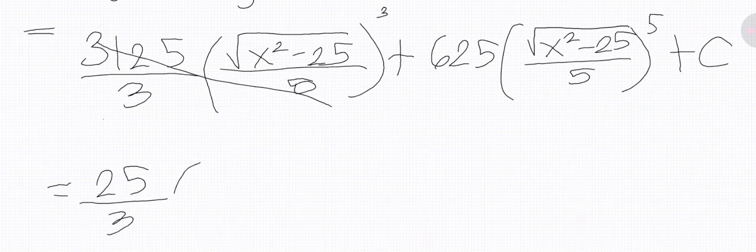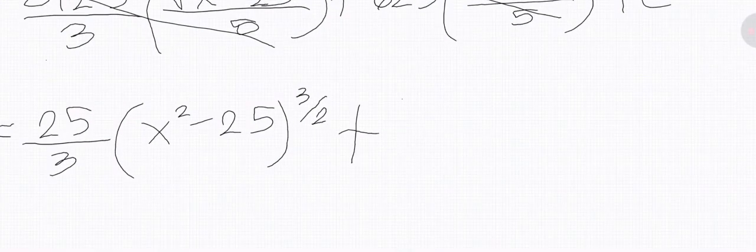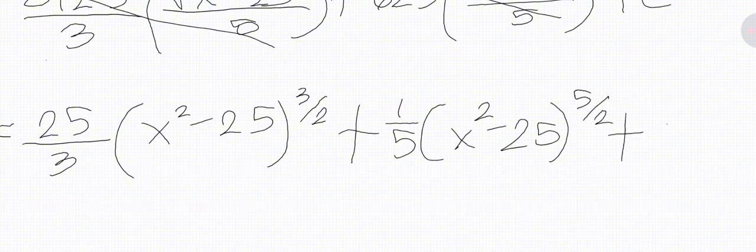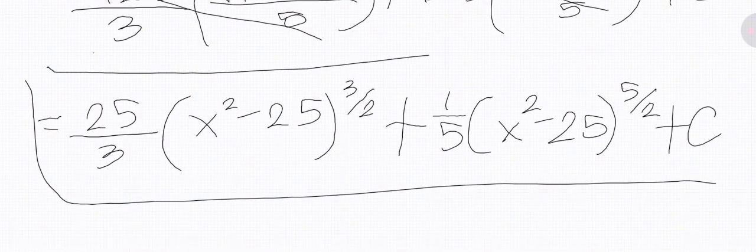To simplify more, cancel and divide. You have 25 over 3 and now we have x squared minus 25 raised to 3 halves, plus, dividing each constant, 1 over 5 and x squared minus 25 raised to 5 halves, plus c. So this is our final answer.